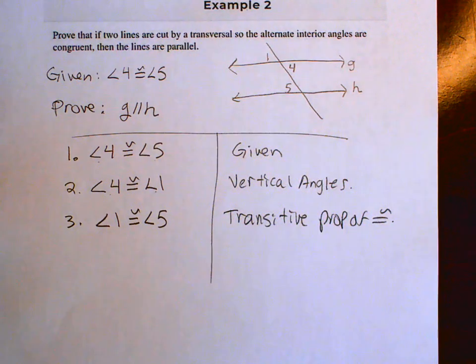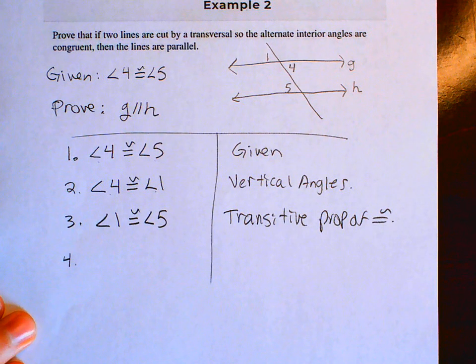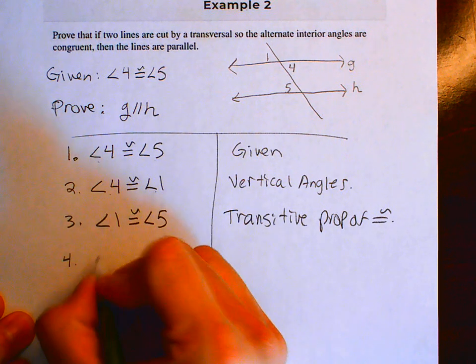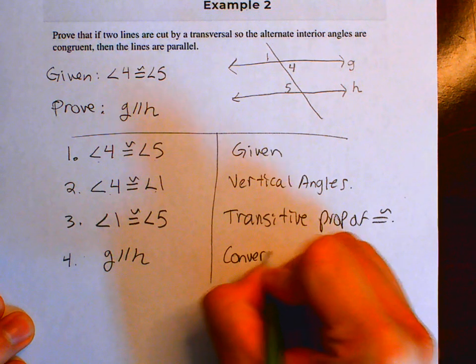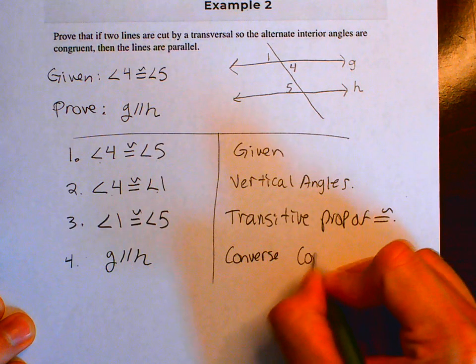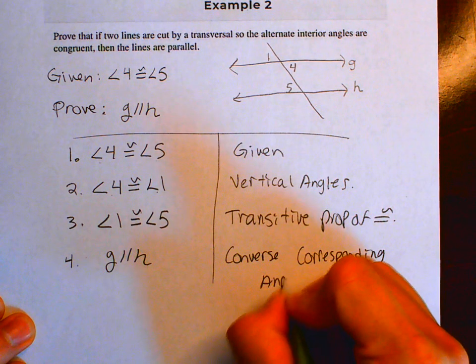Notice that it does not say equality. Equality is only for numbers. So now, what is the relationship between 1 and 5? 1 and 5 happen to be corresponding. So if the angles are corresponding and congruent, that implies that G and H are going to be parallel. So G is going to be parallel to H because of the converse of the corresponding angle theorem.